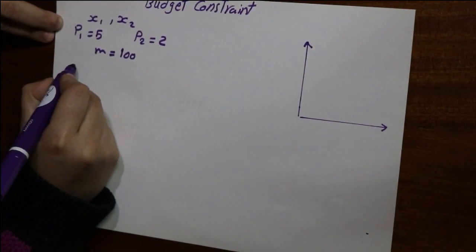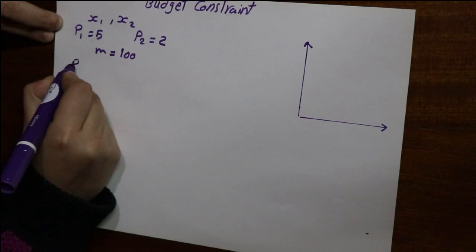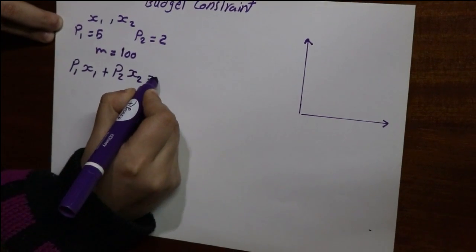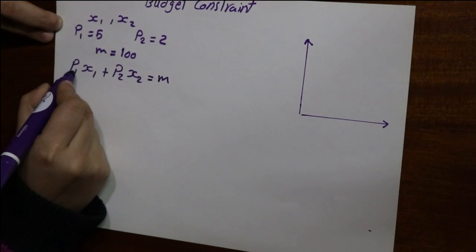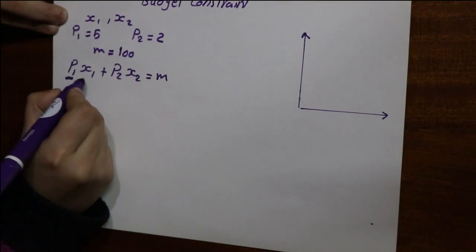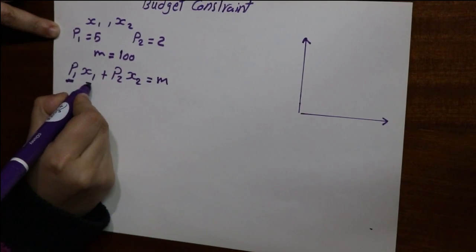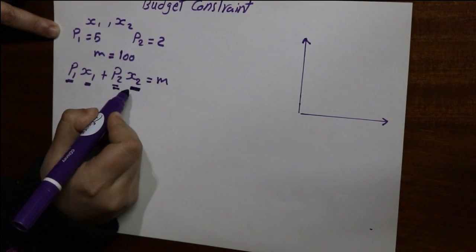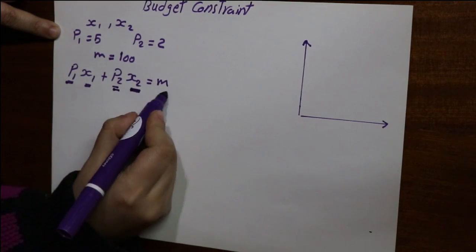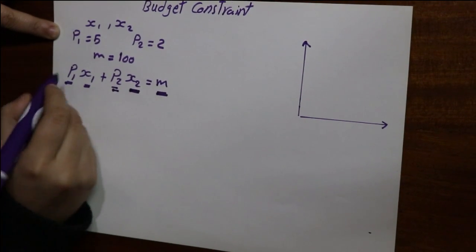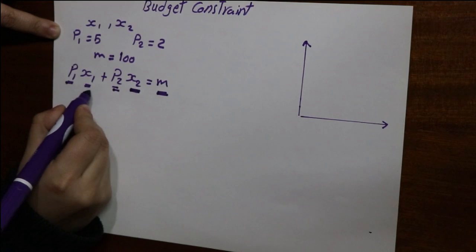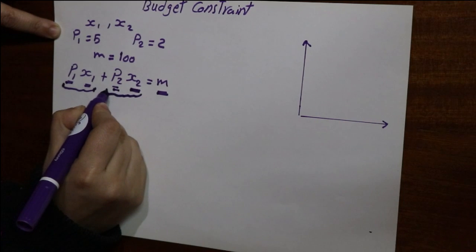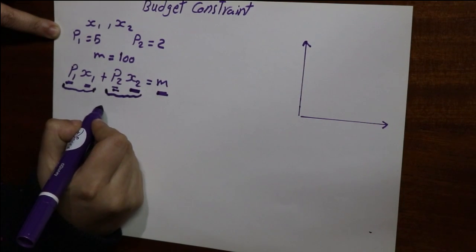So the budget constraint equation is b1 x1 plus b2 x2 equals m. b1 is the price of good one, which is x1. x1 is the quantity of x1. b2 is the price of x2, and x2 is the quantity of x2. m is the money income. b1 x1 is the total spending on x1, and b2 x2 is the total spending on x2.